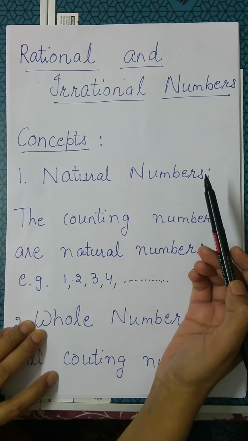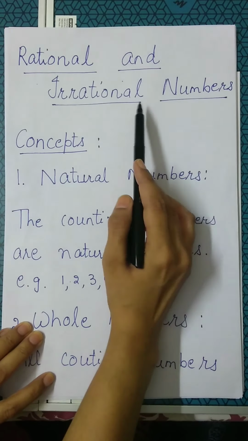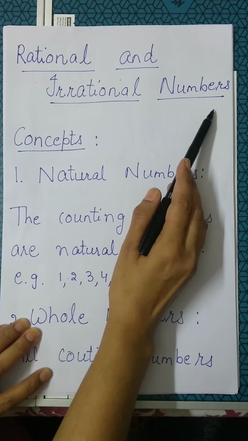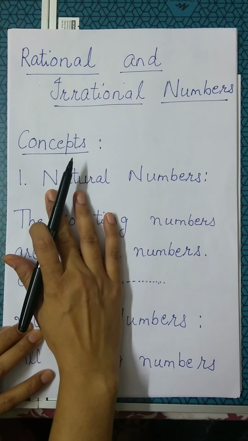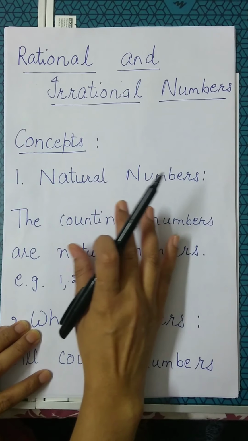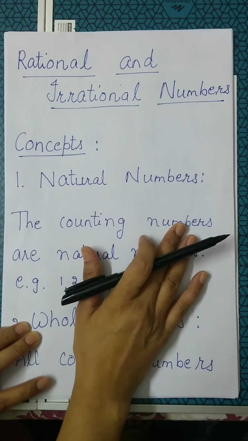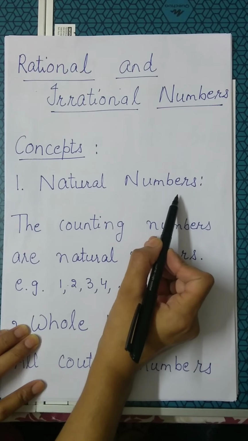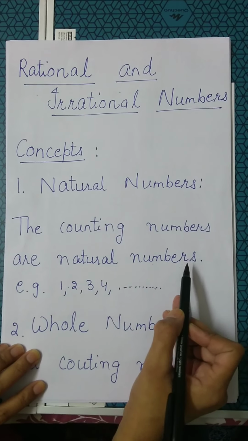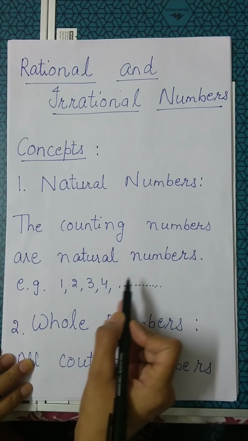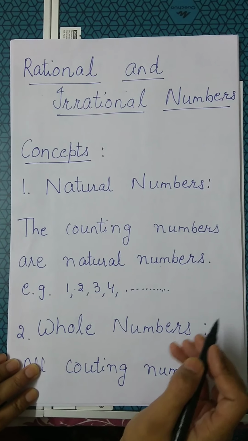Now let us start with the new topic, rational and irrational numbers. Before we start with this chapter, let us discuss a few concepts. Although we've already done them, let us discuss these definitions. First of all is natural numbers. The counting numbers are known as the natural numbers. For example, 1, 2, 3, 4 and so on.